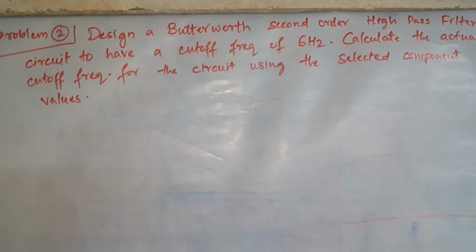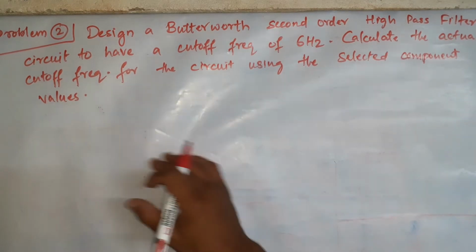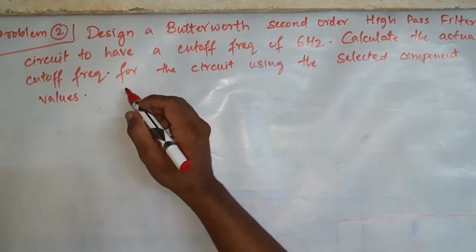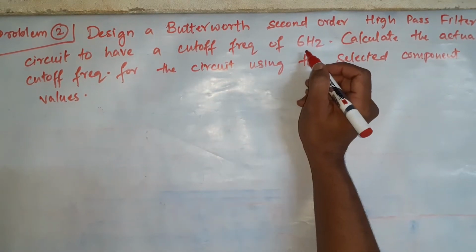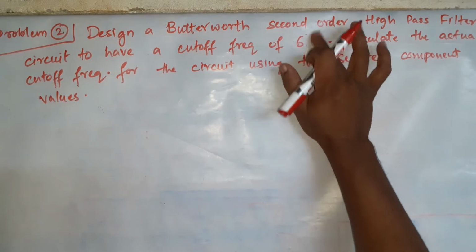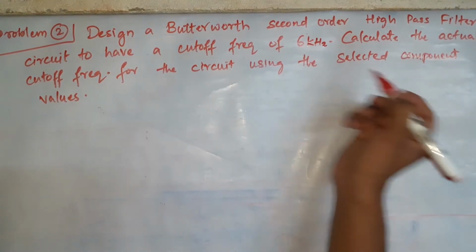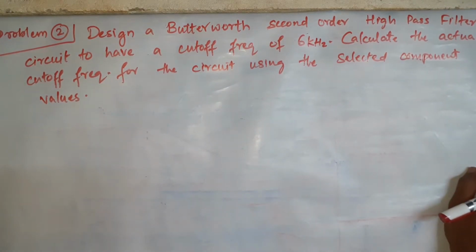Students, I have come up with another problem here from module 2, active filters. Once again, this is from your model question paper. Design a Butterworth second order high pass filter circuit to have a cutoff frequency of 6 kilohertz. Calculate the actual cutoff frequency for the circuit using selected component values.